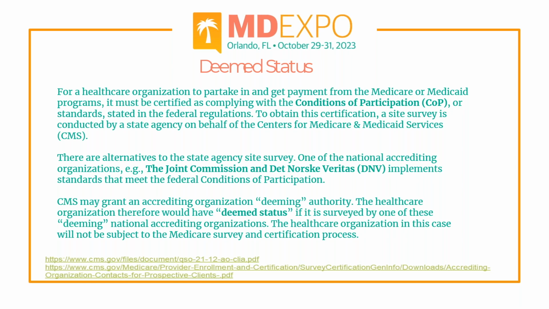And CMS, by the way, and there are a bunch of links here you can look through, every 2 or 3 years review the list of the so-called deeming organizations, Joint Commission, DNV, and there's a list I'm going to come down to in the next slide. And they give them what they refer to as a deemed status. It's not for life. So their organization is reviewed, their standards are reviewed, their survey process is reviewed, and they're basically given a 3-year deemed status authority.